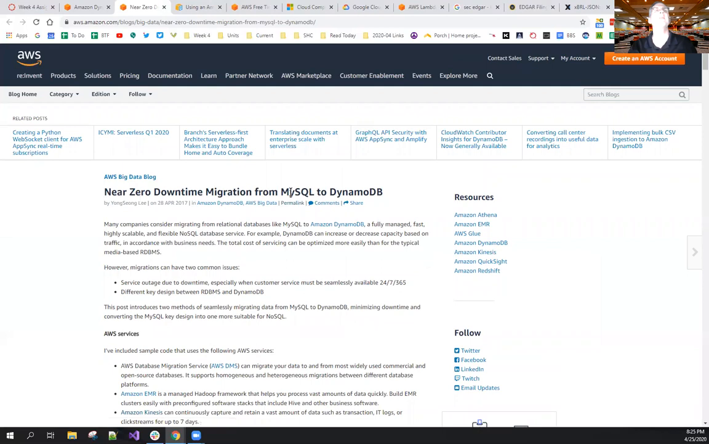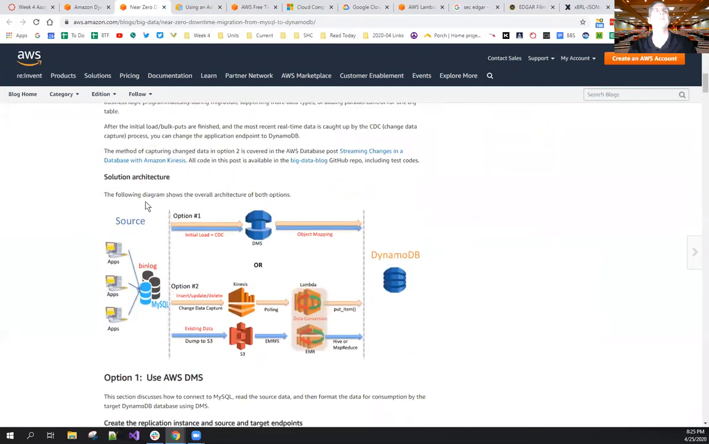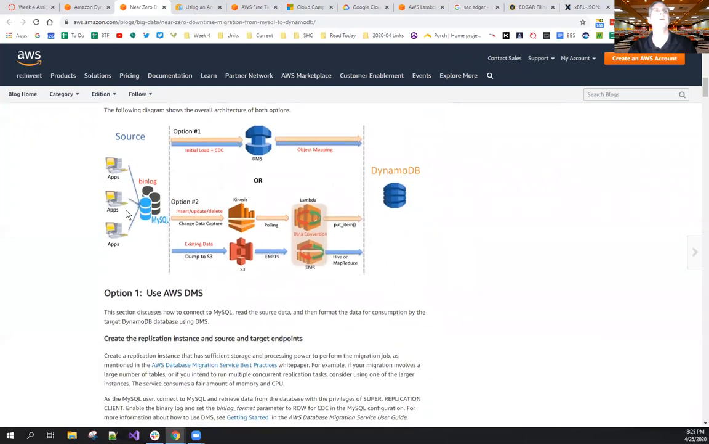That's nice. Zero downtime migration. Migration solutions. So this would be like an example of what our system would look like. We've got our apps running on our local servers, running on MySQL database, and then listing data, insert, update, deletes.